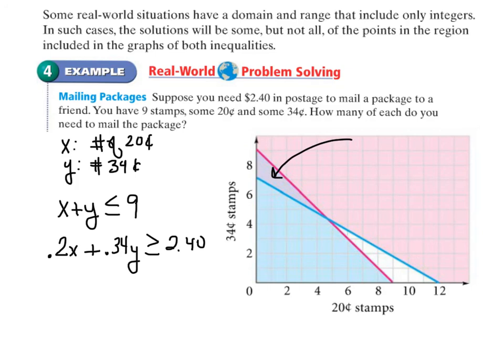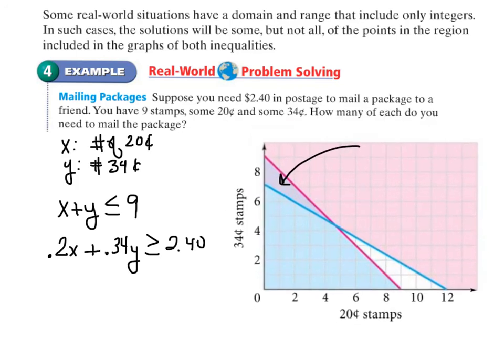However, when you would explain this, you would say that the solutions are all of the coordinates that are non-negative integers lying in the region shaded lavender and its boundary lines. You could also say just whole numbers, because if we're talking about how many stamps, you can't rip a stamp in half. So you only can have whole numbers that are represented by the lavender shaded region.